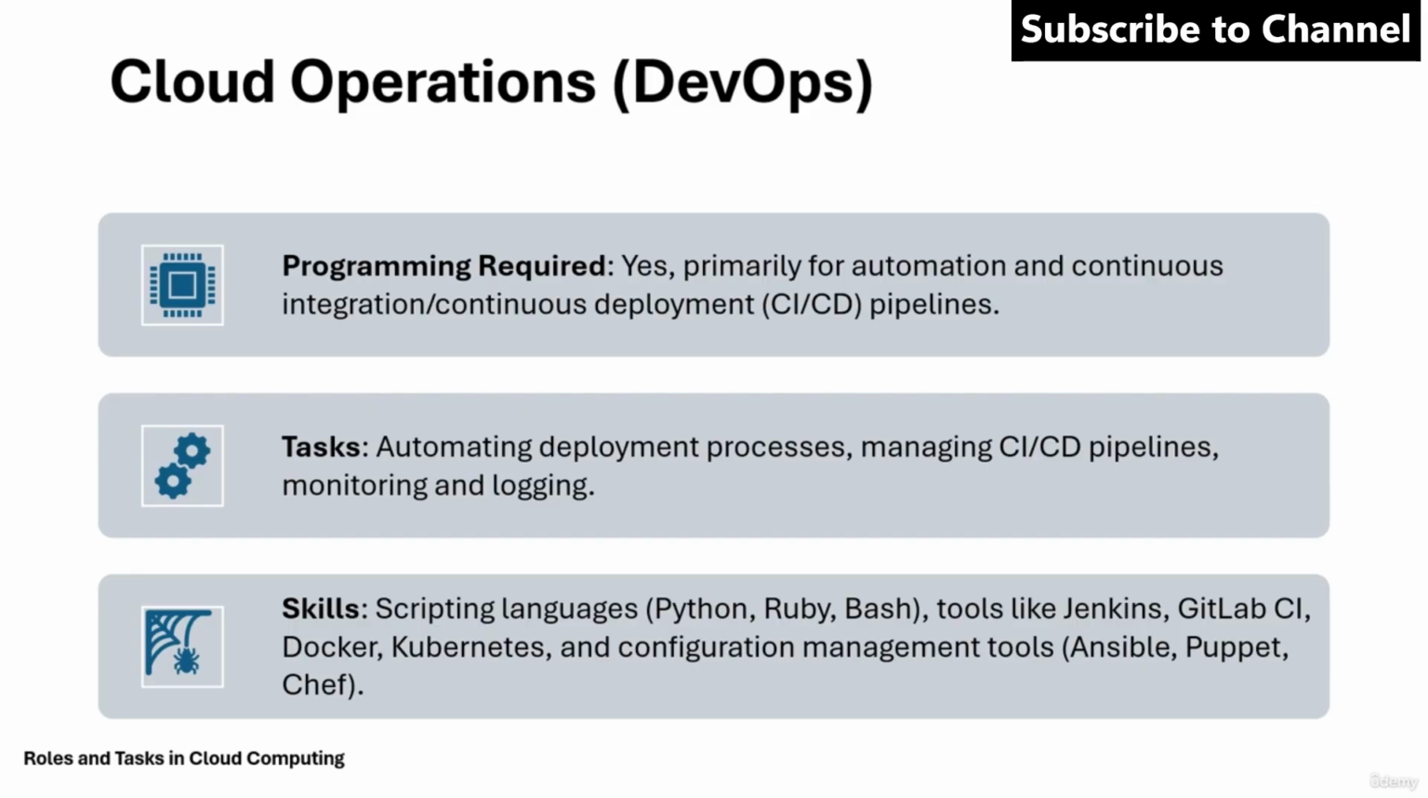Skills will be scripting, Python, Ruby, Bash, tools like Jenkins, GitLab CI, Docker, Kubernetes, and configuration management tools like Ansible, Puppet and Chef. So these are some of the things required for cloud operations management, where you will be managing the operations involved in deploying, automation, continuous integration. So that is cloud operations.